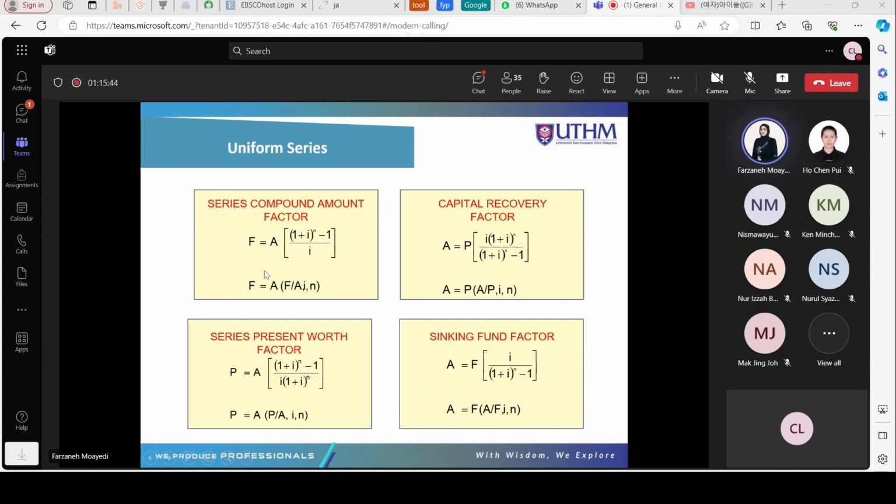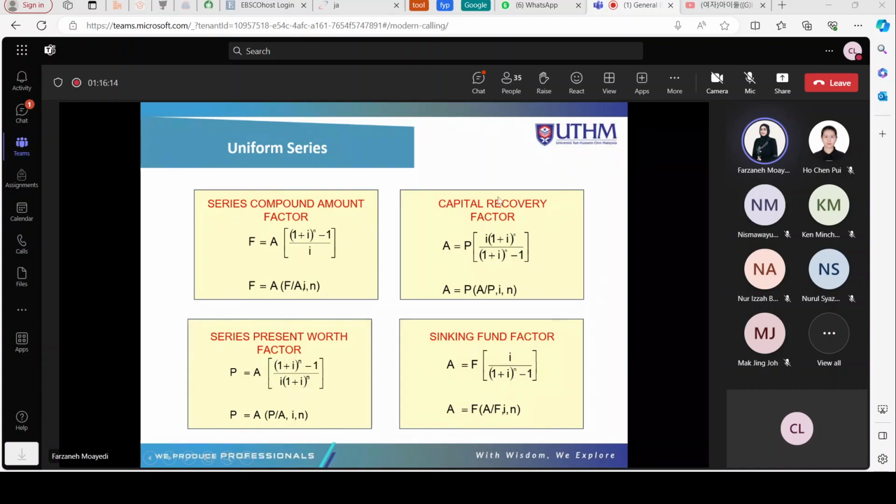This is where you are looking for the future value when you know how much the uniform series is. For example, how much money is going to be in the future if every single month you are saving a certain amount of money, because A is something that you already know.